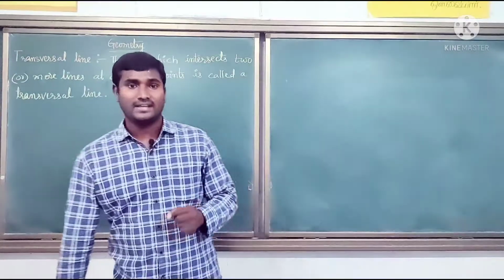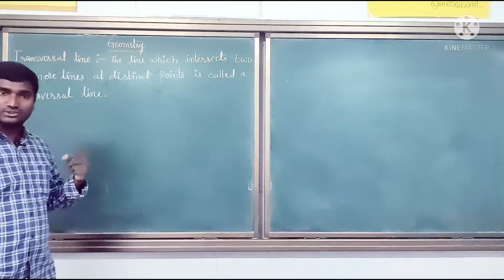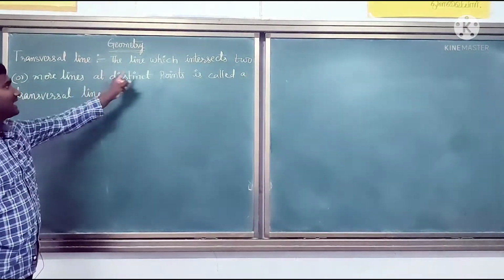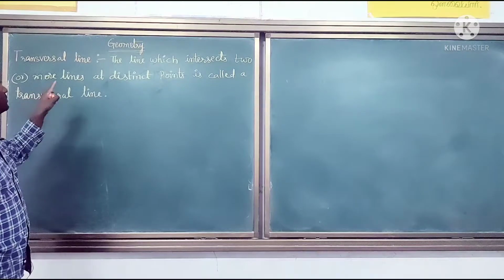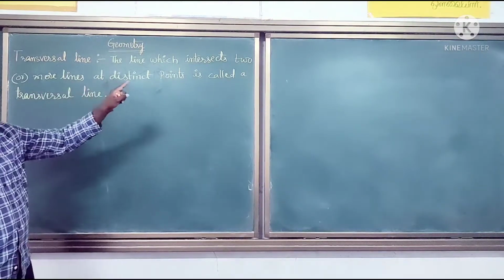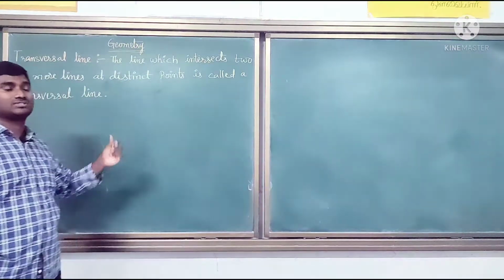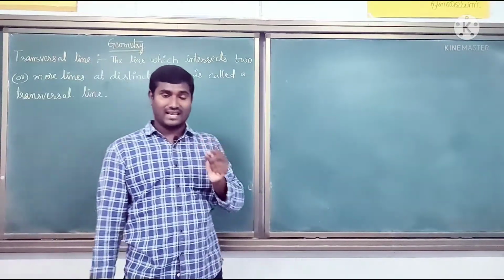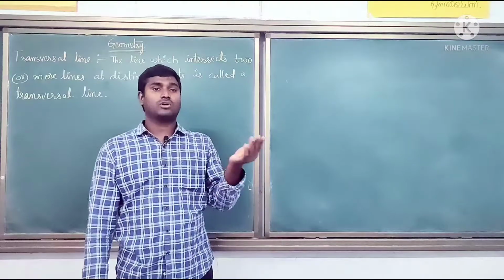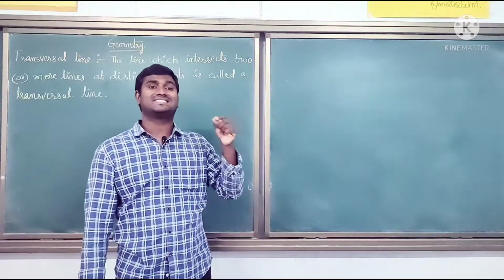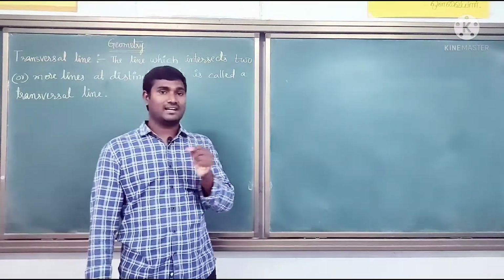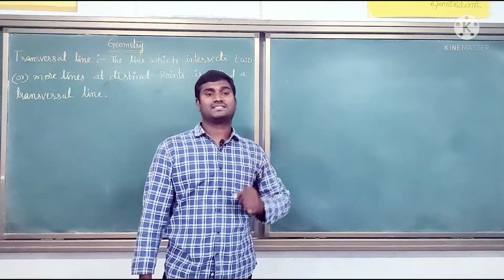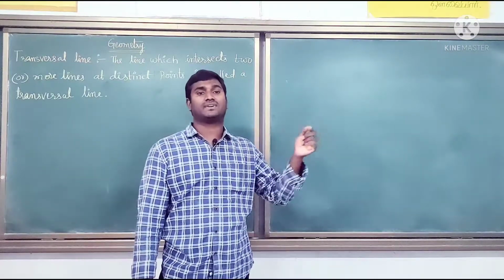Let us go to the topic, the transversal line. What is meant by a transversal line? The definition is that the line which intersects two or more lines at distinct points is called a transversal line. Distinct means at different points, not at all the same. Those must be different points.